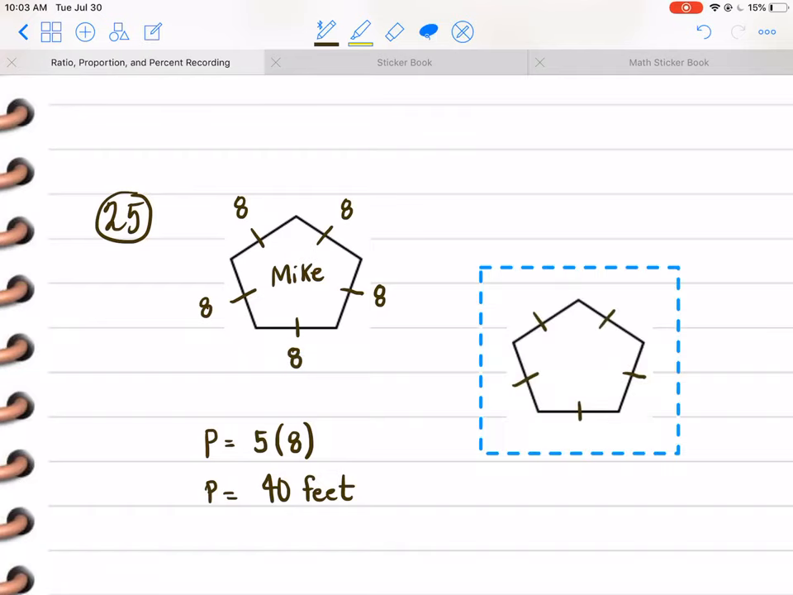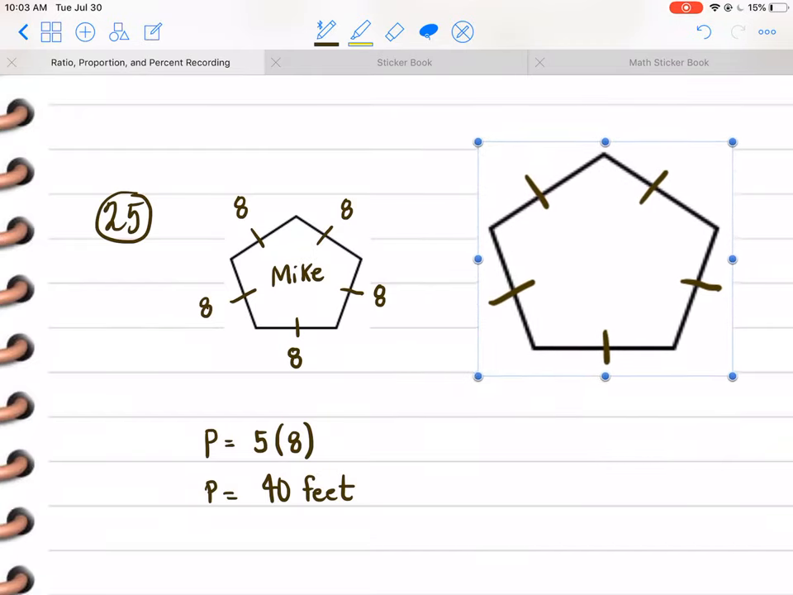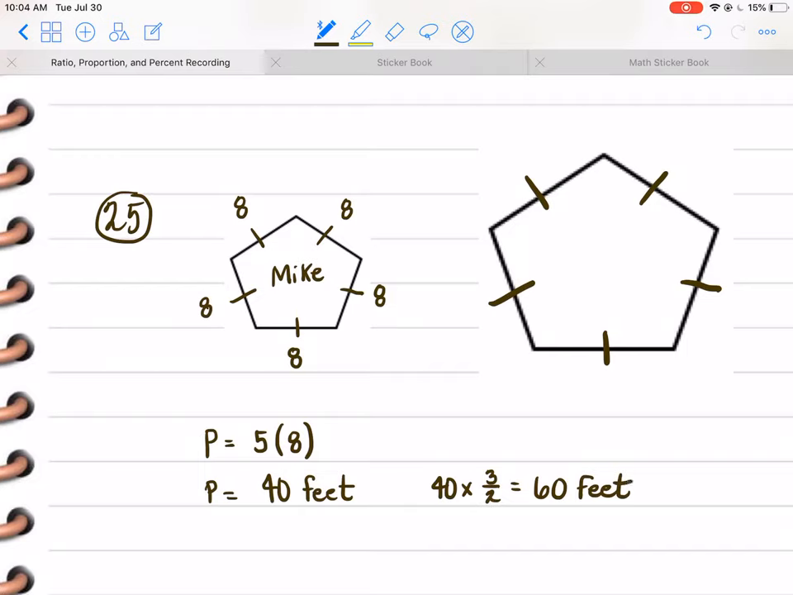Now they tell me that the neighbor has a garden that is 3/2 the size of Mike's. So I'm going to take my 40 feet and multiply that times 3/2. So 40 times 3/2 is 60 feet. So the neighbor's perimeter is 60 feet. And that's what they asked me, the perimeter of the neighbor's garden.